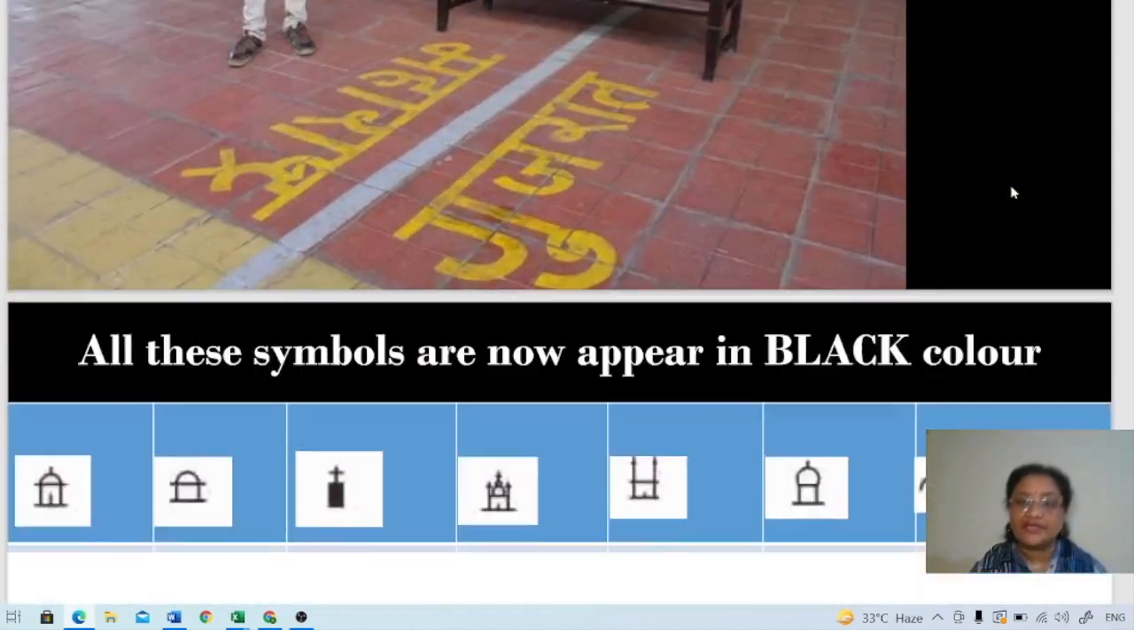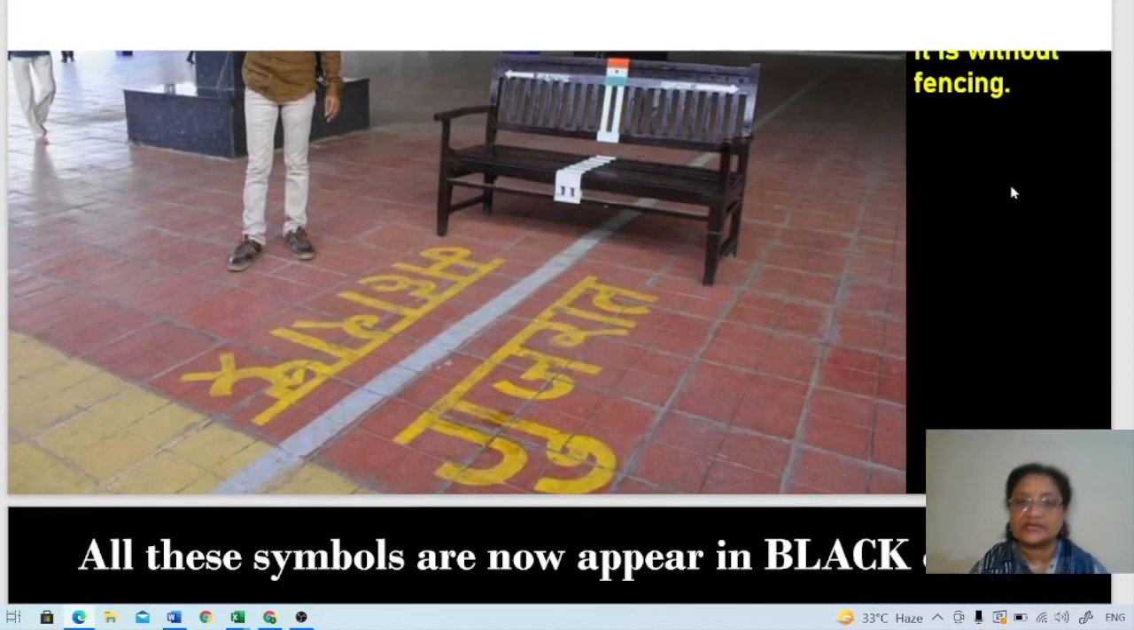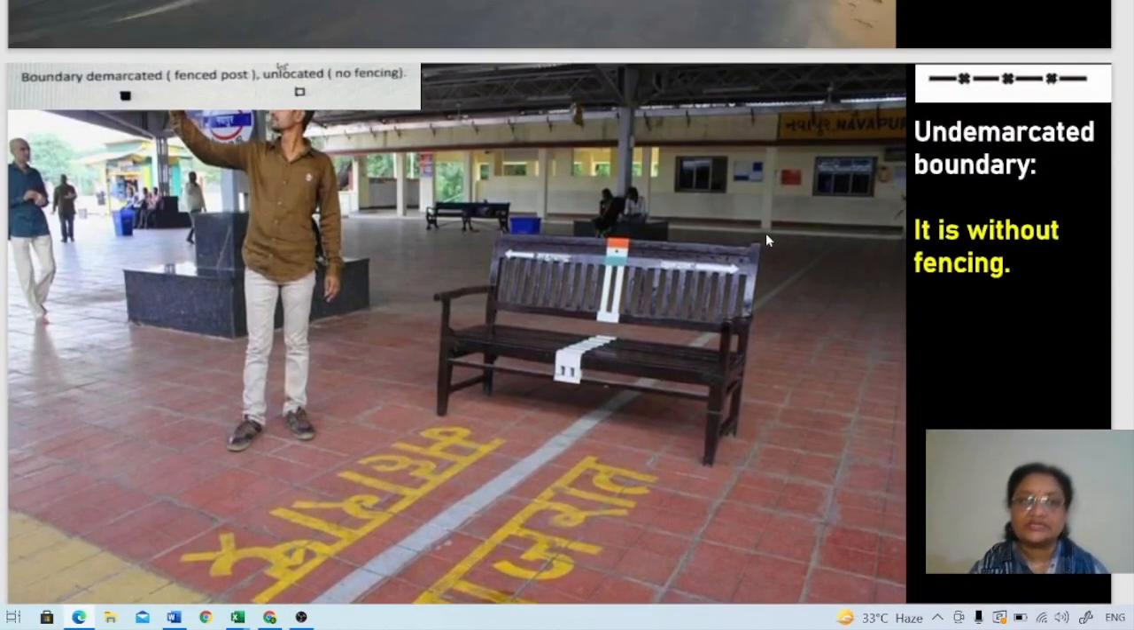Now come to the undemarcated boundaries. It is without fencing. There is no fencing done. In this way you can see one very good example, right? Here a railway station is there, and you will find there is one line, you know, it is a very peculiar thing. There is one line which is separating. One side of it lies in the Gujarat state, and the other side of it lies in Maharashtra state. So this is one of the railway stations where you can see the state boundary.